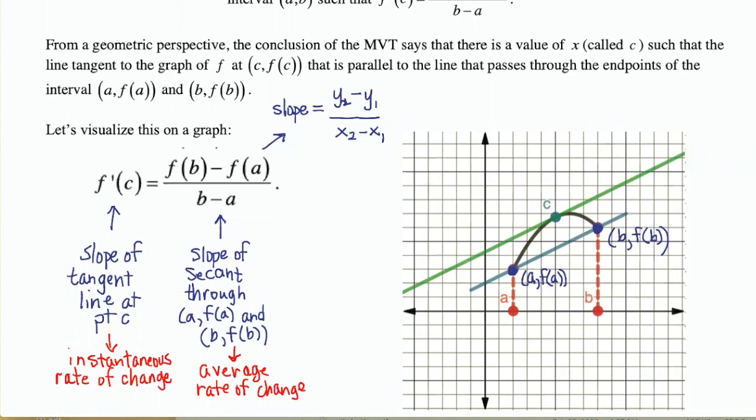So for instance, if you were traveling down a highway, your position function with respect to time would be continuous. It would be differentiable. There's nothing going to be weird happening in the graph.